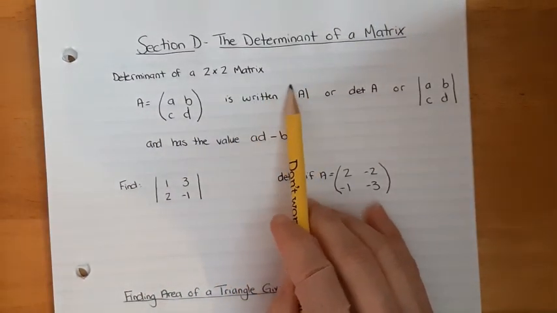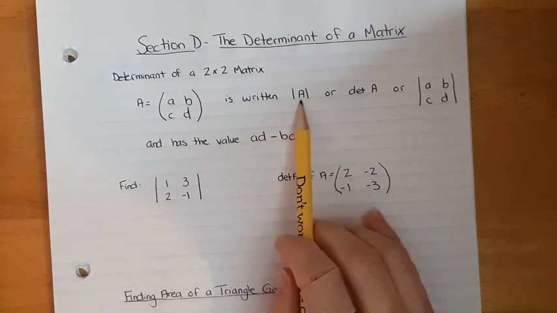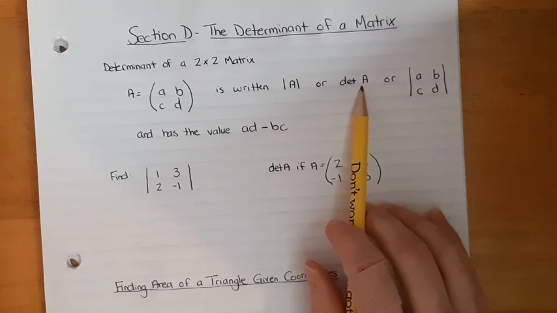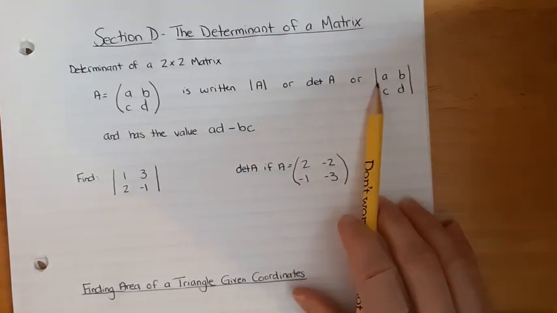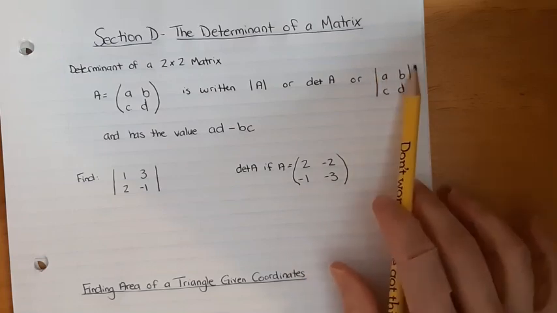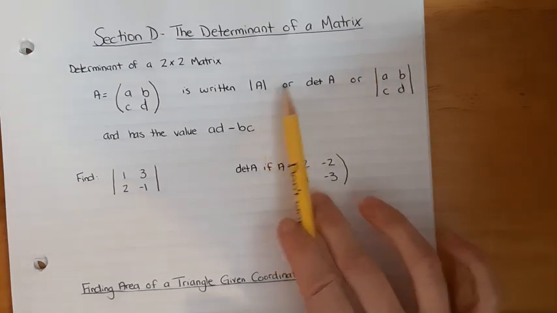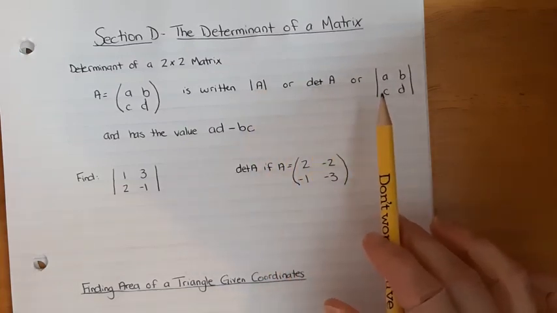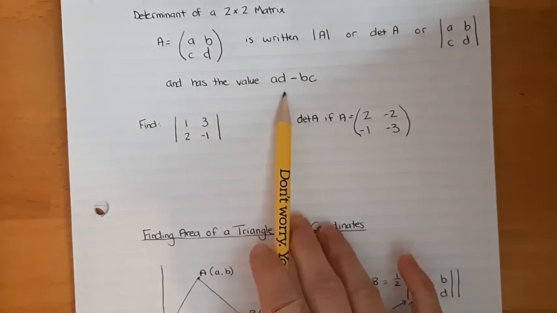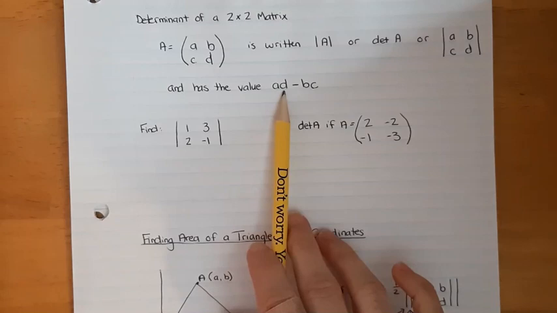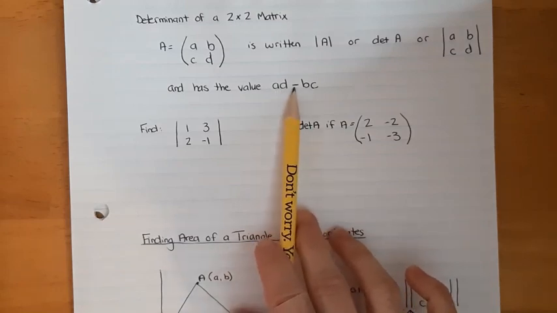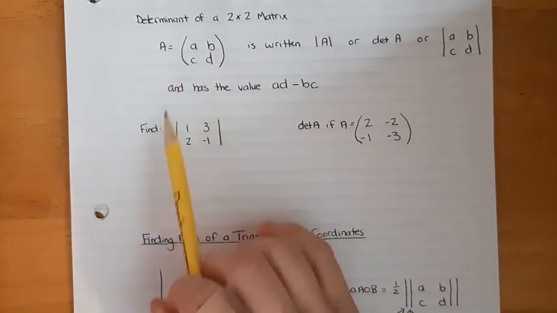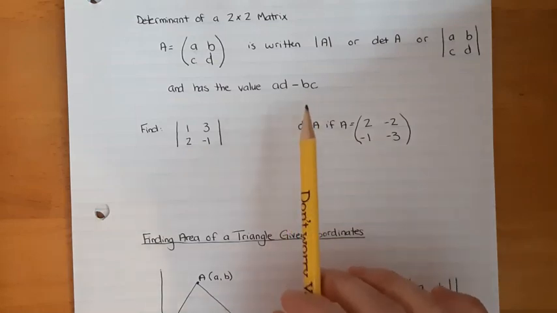You write it as A with two straight lines on it. That means determinant. Or sometimes you'll see it written with DET and then the matrix name. Or sometimes you'll see it written with the matrix and then two straight lines around the entire matrix. That's all the same thing. It's three different ways that you can say, find the determinant of. And the way you actually do it is really quite simple and straightforward. You do AD, multiply those together, and then subtract from that BC. So you're multiplying the diagonals and then subtracting them. So that will generate the determinant of a matrix.